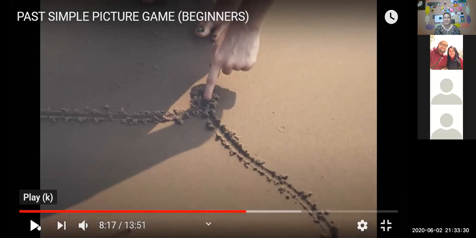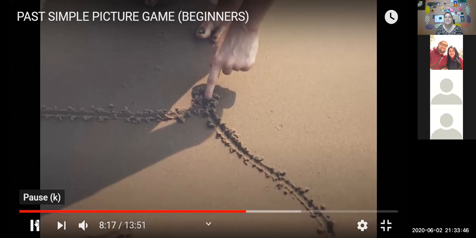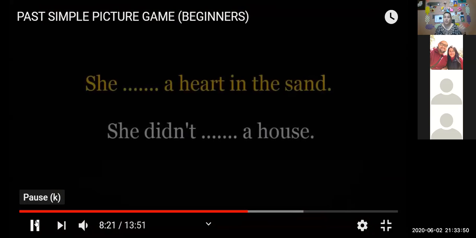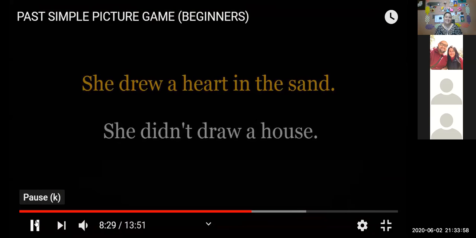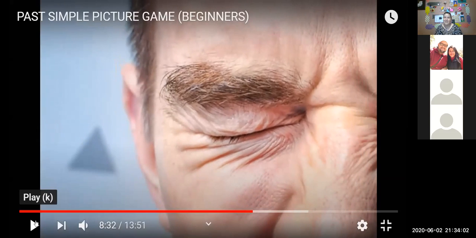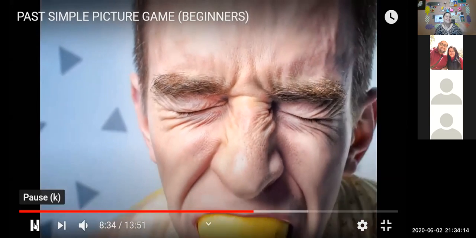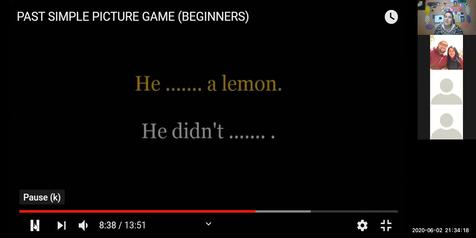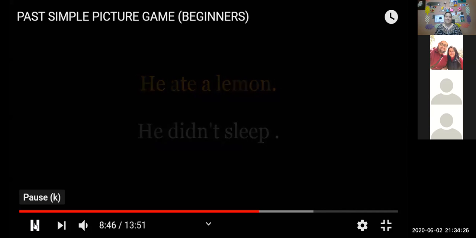What about this one? Do you remember? She drew a heart. But she didn't draw in the sand. Almost complete. Very good. What about this one? Do you remember? He ate a lemon. And he didn't sleep. Very good. Good memory.